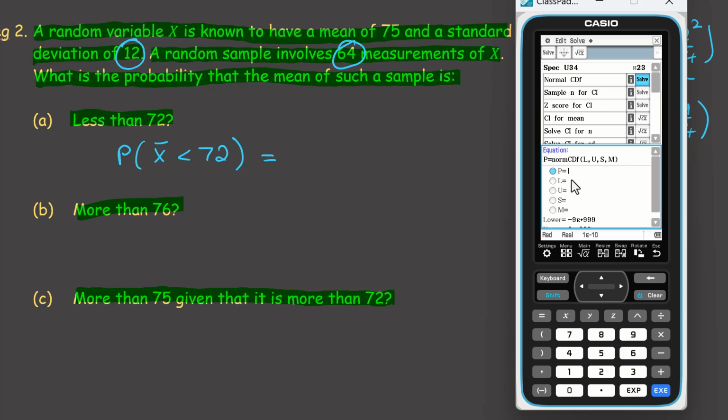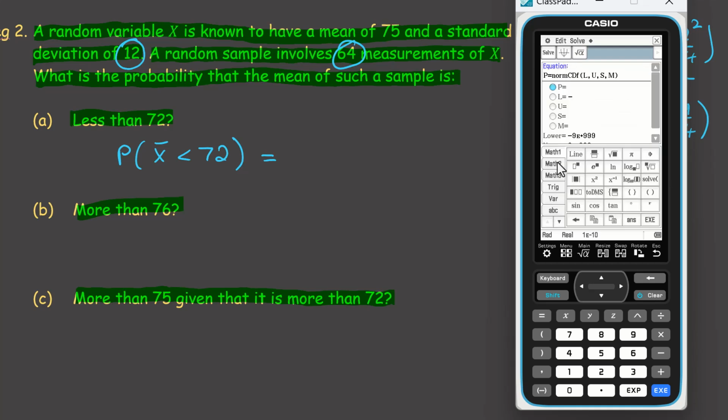And we're trying to find a probability here. We're talking less than 72, so I can put negative infinity, or just some really small value in there. The upper is 72 because that's where we're going up to. The standard deviation was 3 over 2, so I can put in 1.5. And the mean for our distribution was 75. And then just hit solve. And that gives me 0.0228.